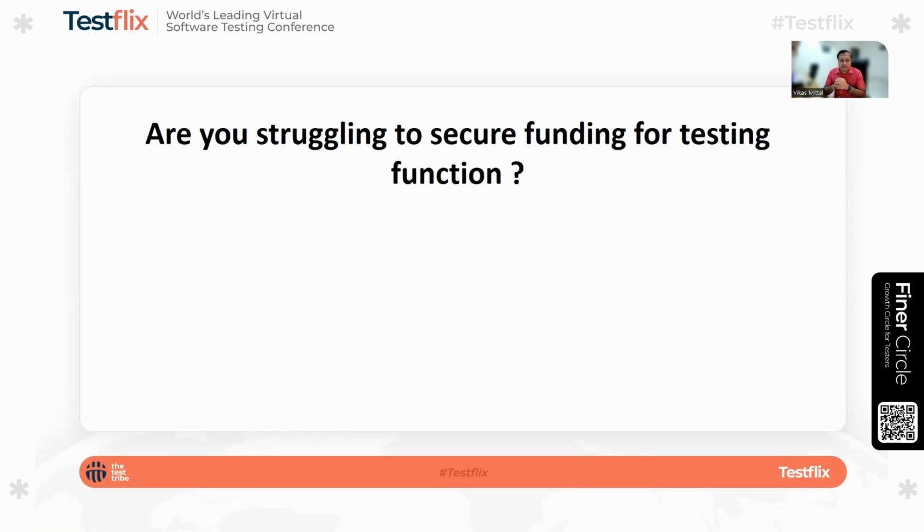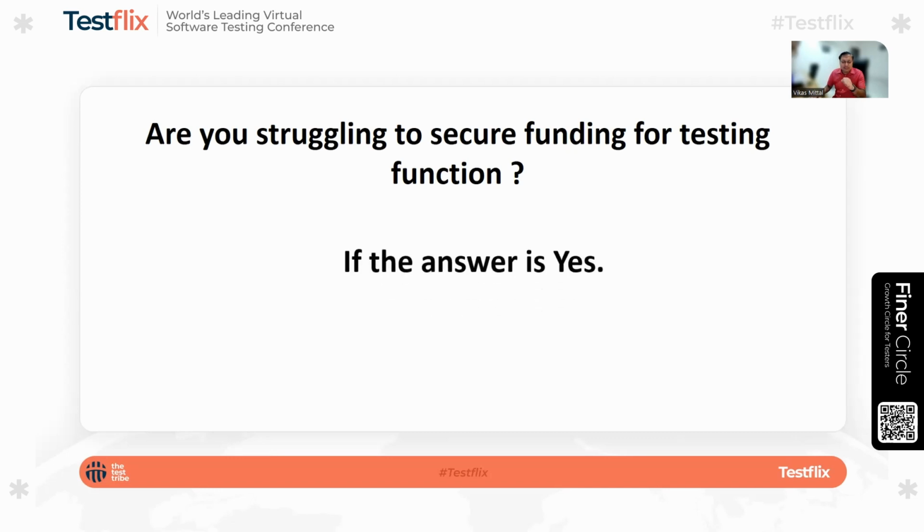Let me ask you a question. Are you struggling to secure funding for your testing function? Have you been asked why you need such a large testing team? Or are there questions asked whenever you go out and ask for a budget for a new automation tool or for a new platform for execution? Are you getting those questions?